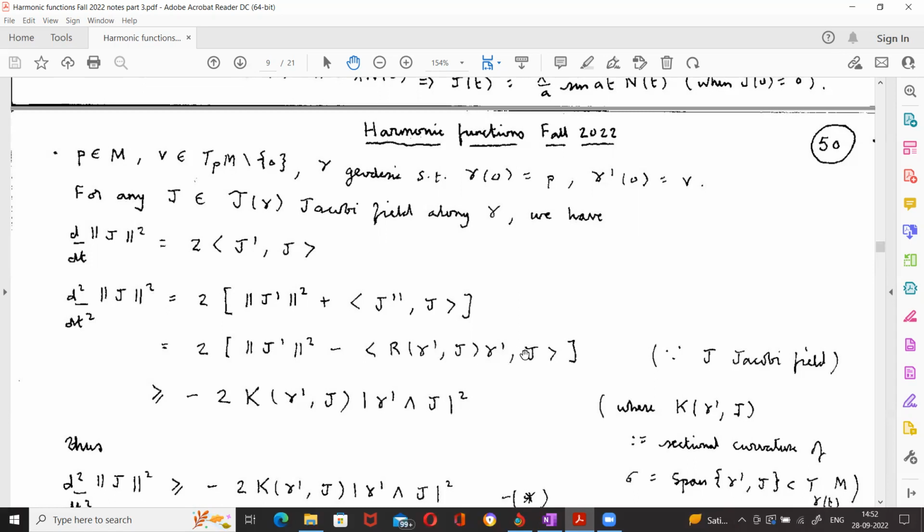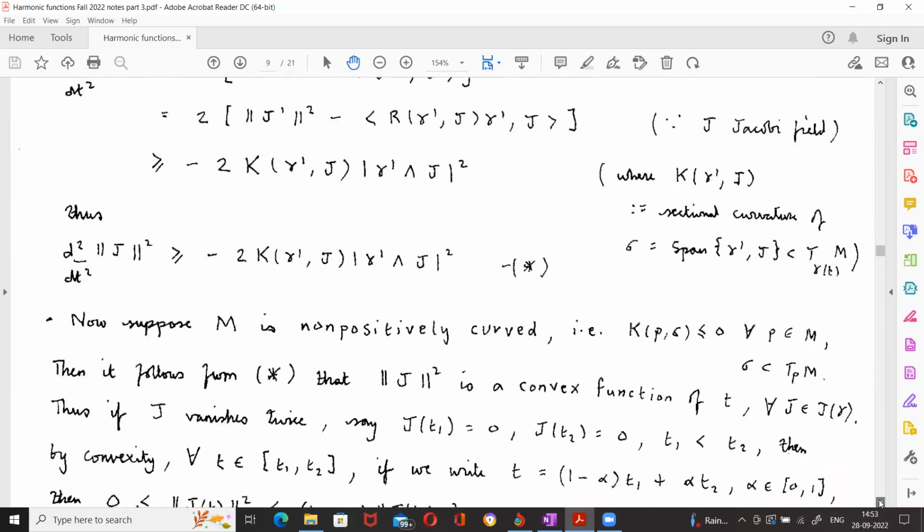And this inner product, by definition of sectional curvature, is the sectional curvature of the span of gamma prime and J times the norm of gamma prime wedge J squared, right? Yeah, this is by definition of sectional curvature. Okay. So this norm J prime squared is non-negative. So this whole thing is greater than or equal to minus 2 times this sectional curvature times this norm gamma prime wedge J squared.